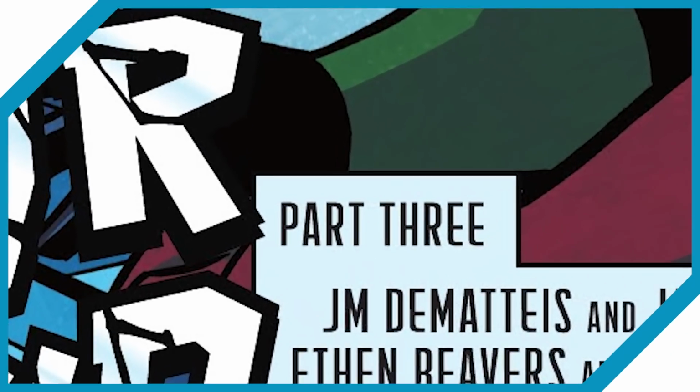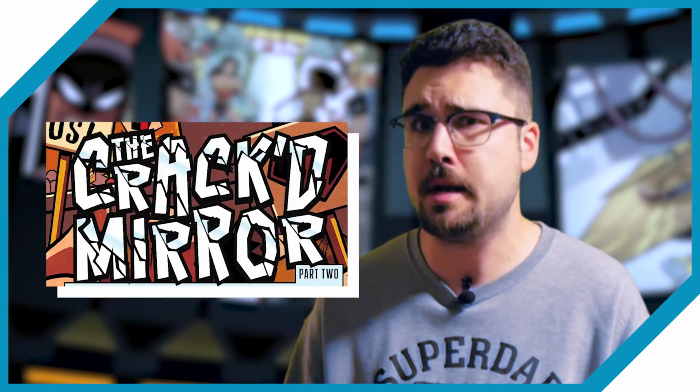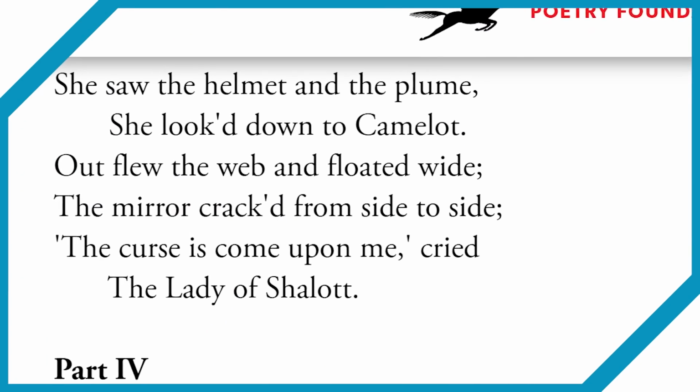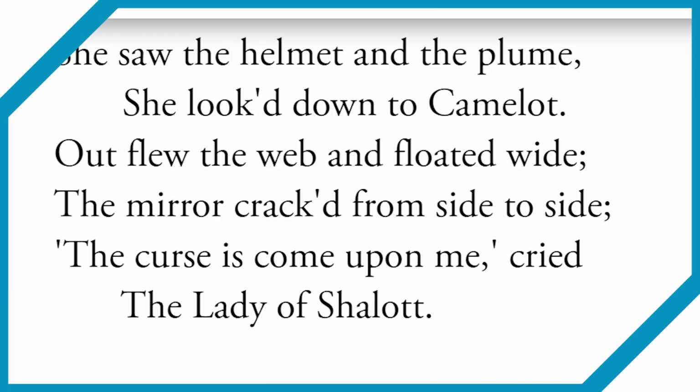So, was it always supposed to switch names at number 3? This new one says, The Mirror Cracked, Part 3, but shouldn't it be Part 1? There's no other The Mirror Cracked before this, only The Cracked Mirror. Does this mean future issues will say blah blah blah story title Part 5? The mirror cracked from side to side, the curse has come upon me, cried the Lady of Shalott. More like the Jamesy of right here.